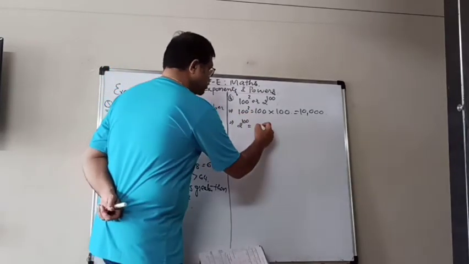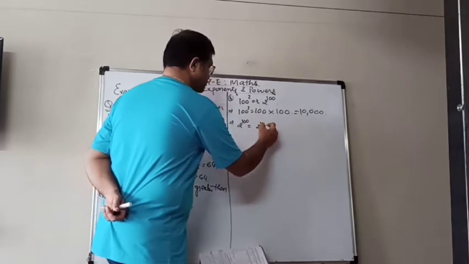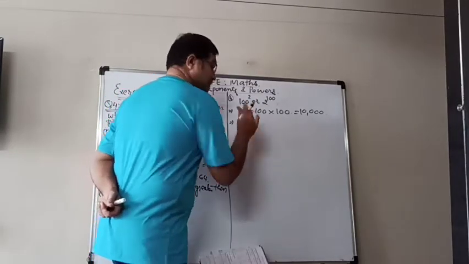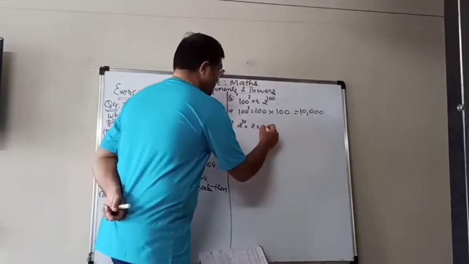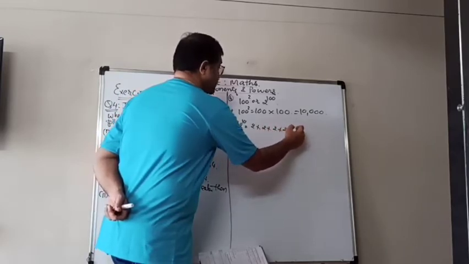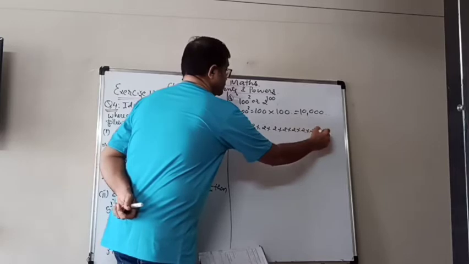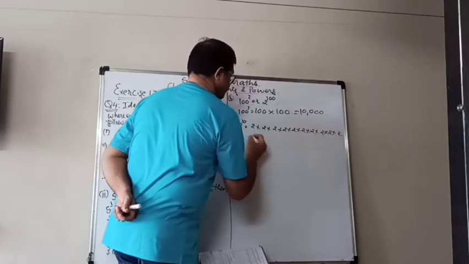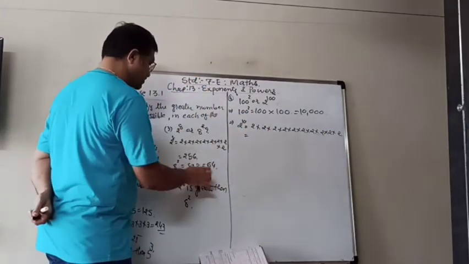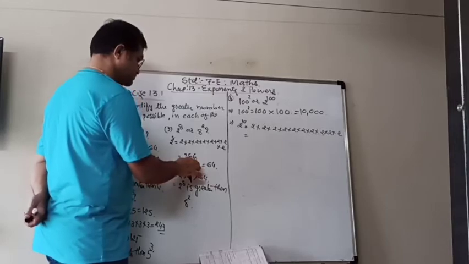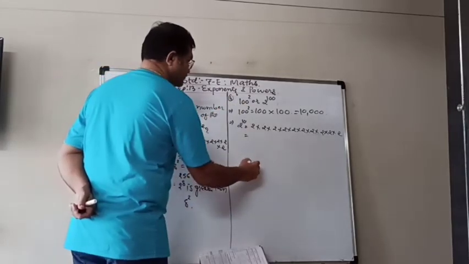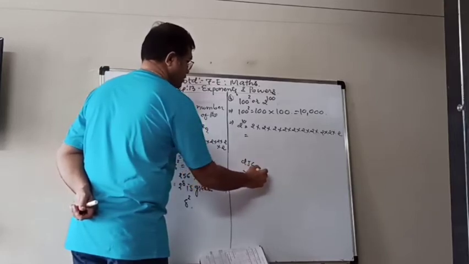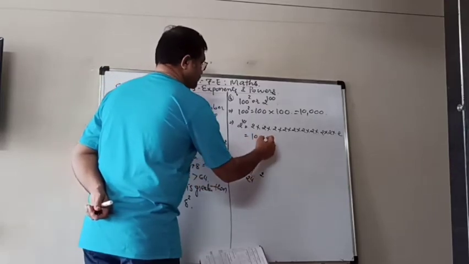You can write it as 2 raised to 10. Wait, let's do 2 raised to 10 first. What is 2 raised to 10? That is easy for you. It means 2 multiplied by 2, how many times? 10 times. 1, 2, 3, 4, 5, 6, 7, 8, 9 and 10. We already did 2 raised to 8 here, which is 256. Another 2 twice means 256 multiplied by 4. So it is 1024.